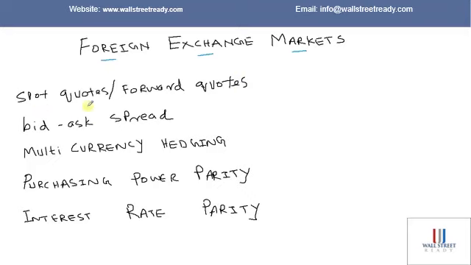So you'll be learning about spot quotes and forward quotes. Now, it might sound easy, but once you go through some of these sections, you will realize that it's quite important to understand how spot quotes and forward quotes work, the bid-ask spread, how the bid-ask spread can increase and decrease, and what some of the factors are, multi-currency hedging, and then also purchasing power parity and interest rate parity. So these are quite important. Actually, you can have quite a few questions based on these concepts. So it's very important that you understand them.